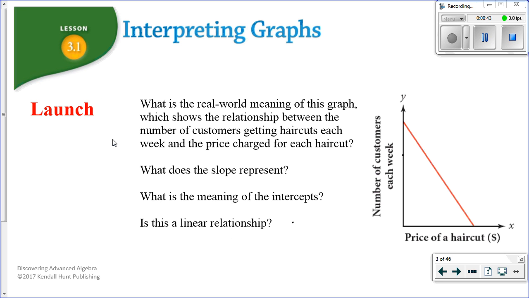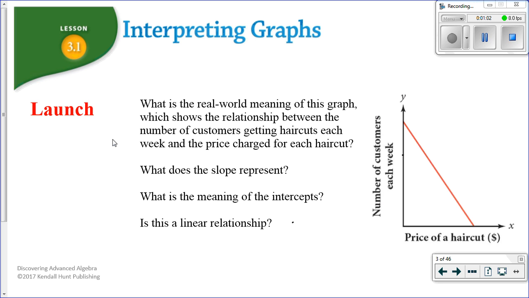All right, so let's take a look at this first example. What's the real world meaning of this kind of very simple graph? What does the slope represent? What is the meaning of the intercepts, and is it a linear relationship? So this graph shows the relationship between the number of customers getting haircuts each week and the price charged for each haircut. Let's start off with the easiest question.